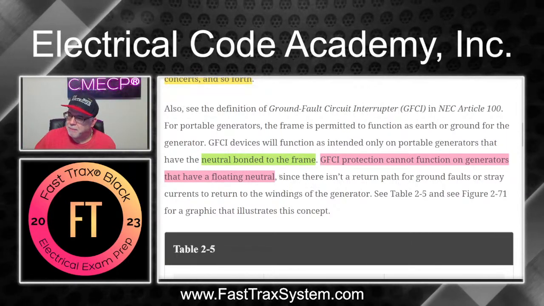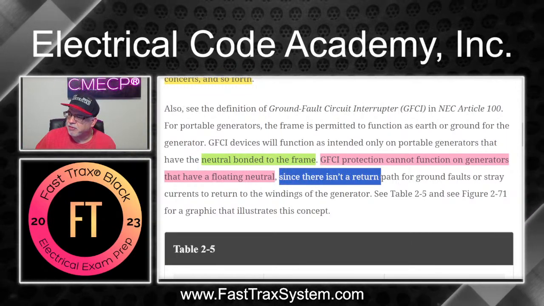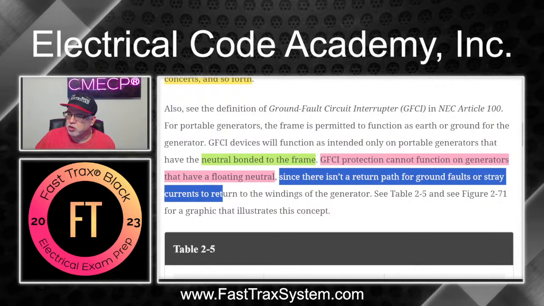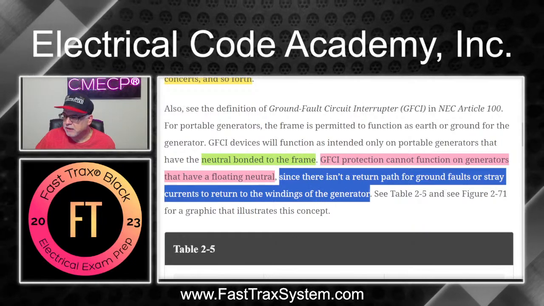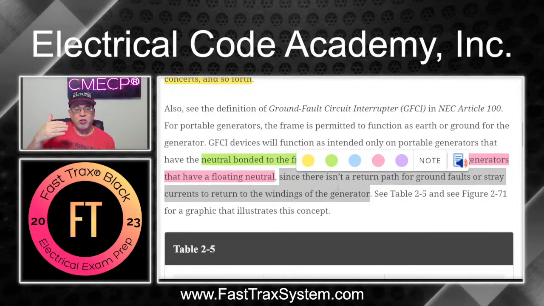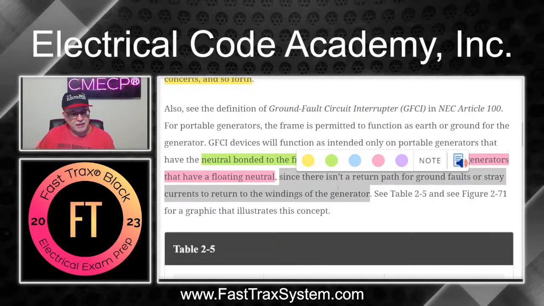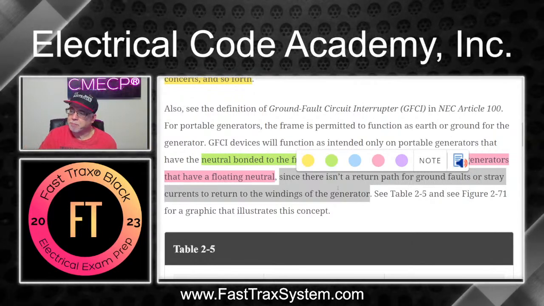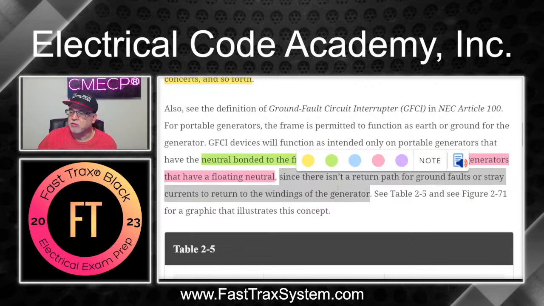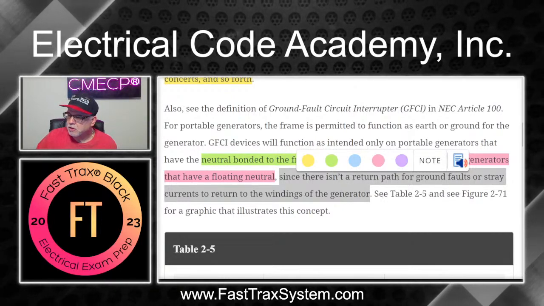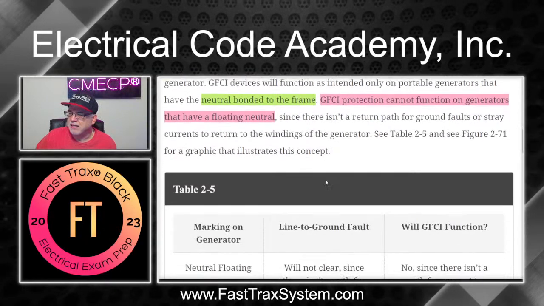Okay? Why? Because there isn't a return path for the ground fault or stray current to return to the windings, back to the source of the generator. It's basically just going to stop on the frame. And that means that it could stay energized. It's not going to clear anything. Now, if somebody comes up and makes contact with it, that provides the path. Again, that's where people get hurt. Okay, so very important. So we want to look at an illustration that kind of lays this out.